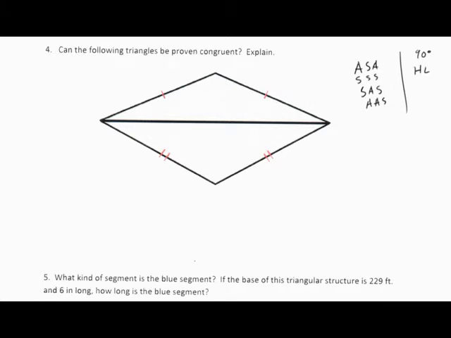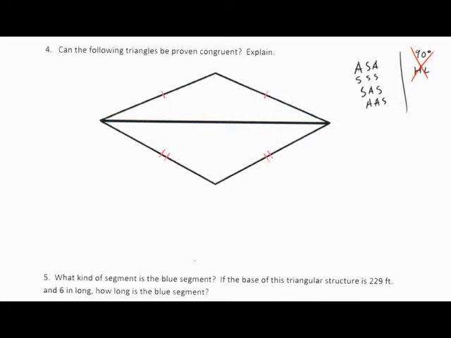Can the triangles be proven congruent? Explain. So our congruency for triangles is through these 5 different things. If we're dealing with a 90-degree triangle, then we can use hypotenuse leg. When I look back at the example though, these are not 90-degree triangles. So right away I know that I can't use hypotenuse leg because these are not 90-degree triangles.